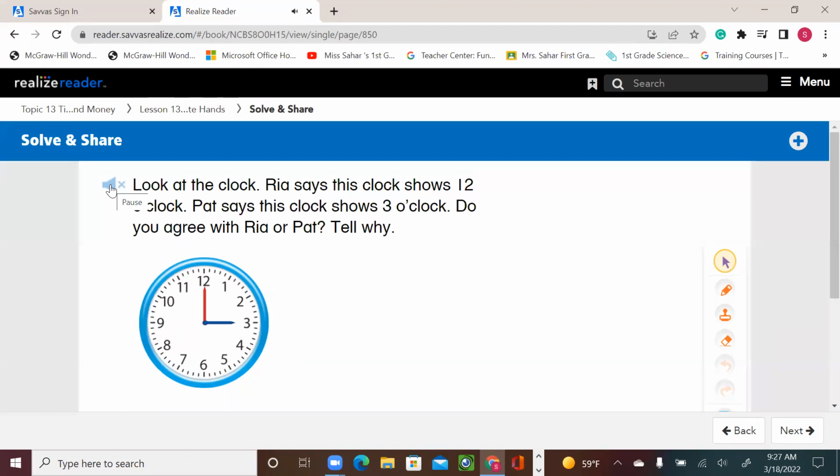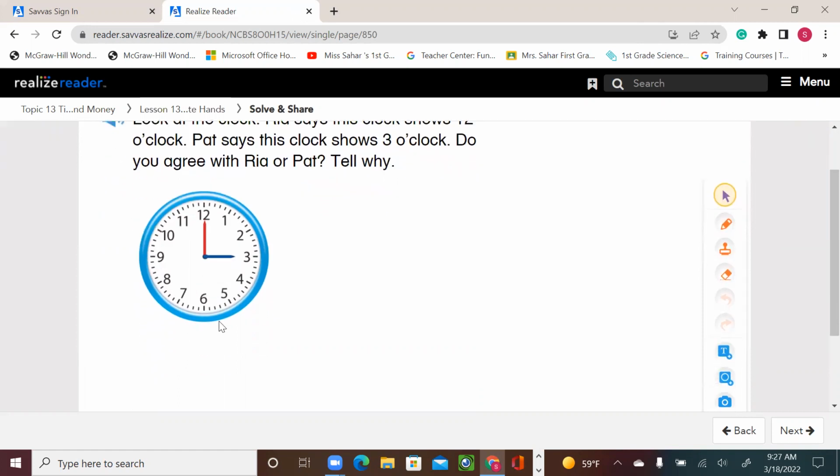Look at the clock. Ria says this clock shows 12 o'clock. Pat says this clock shows 3 o'clock. Do you agree with Ria or Pat? Tell why. All right, let's watch our video and then come back to this exercise.